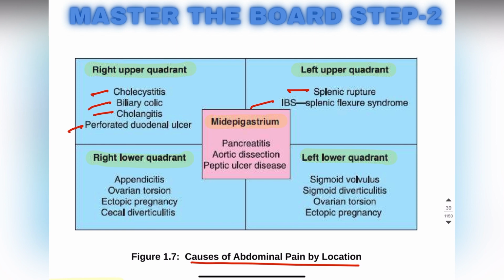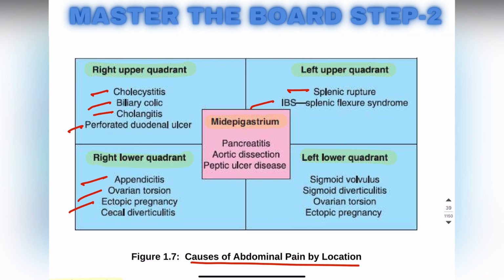Right lower quadrant pain. A right lower quadrant pain may be due to appendicitis. Appendicitis is the redness and inflammation of the appendix. Then it's ovarian torsion. It occurs when the ovary or sometimes the fallopian tube twists on the tissues that support them. Then it's ectopic pregnancy. Ectopic pregnancy is when a fertilized egg grows outside of the uterus.